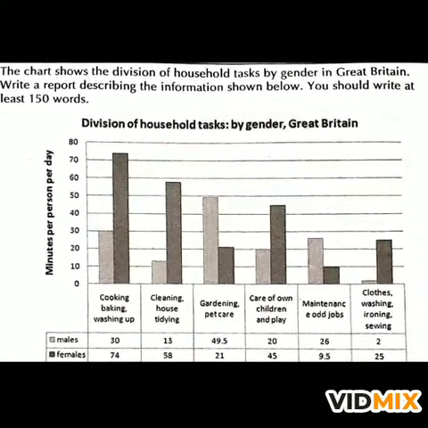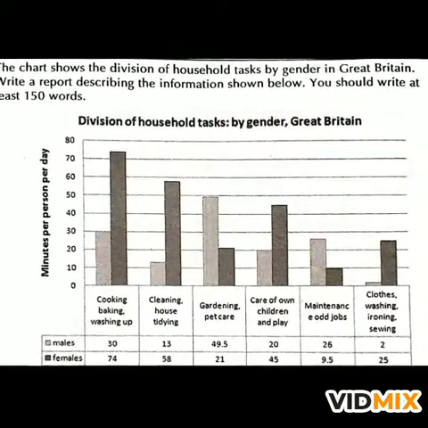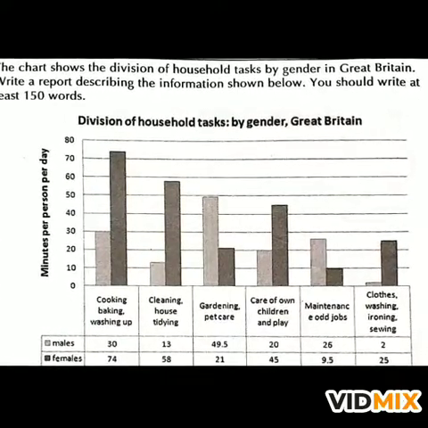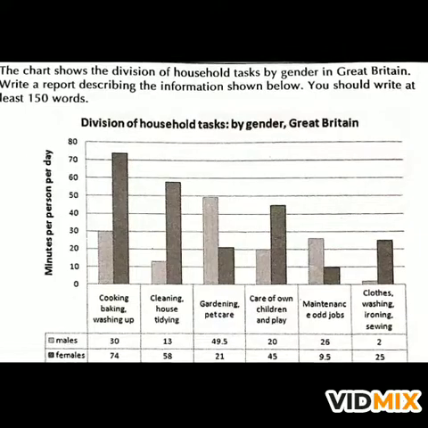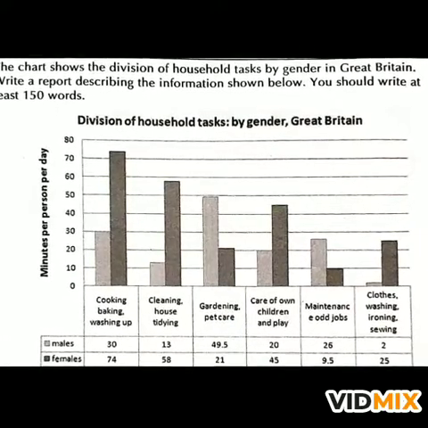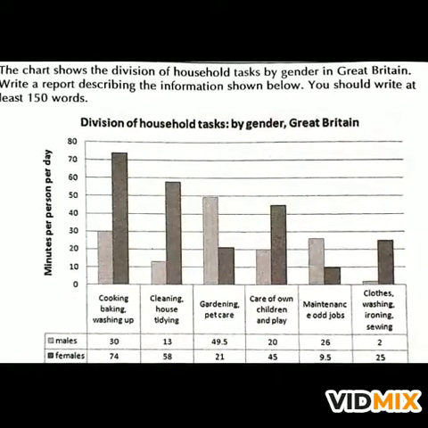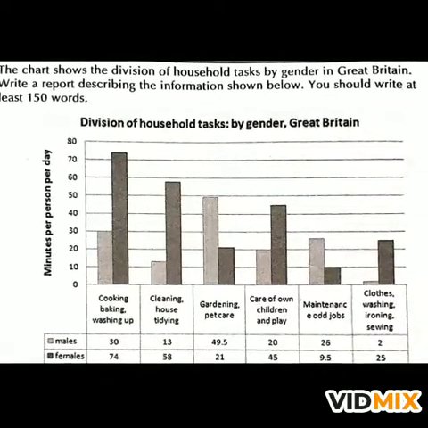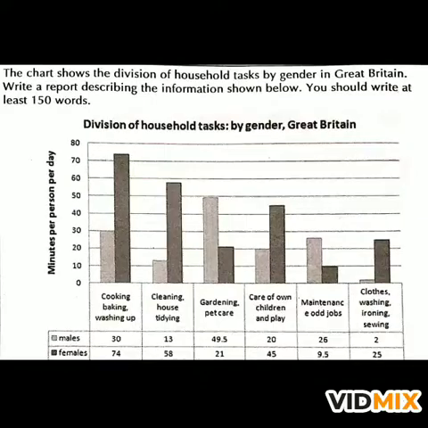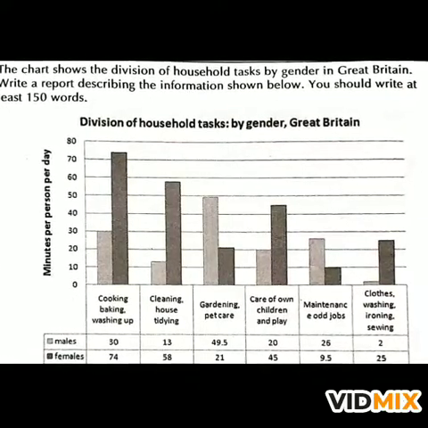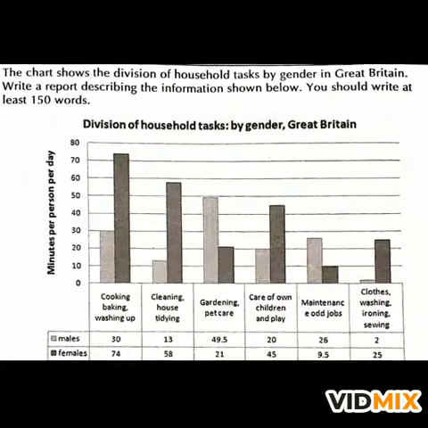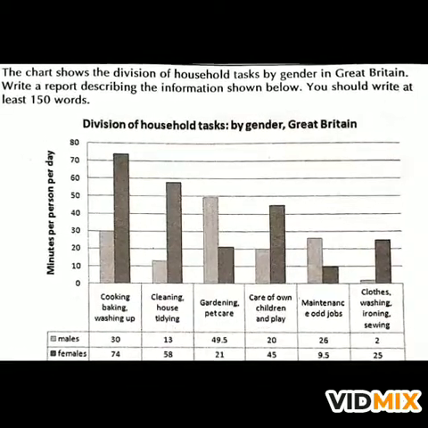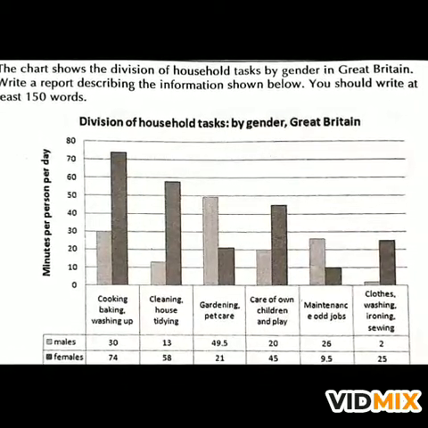Here, you are asked to write a report describing the division of household tasks by men and women in Great Britain. This is a bar graph and it shows the relationships between the tasks done by both men and women. Y-axis and X-axis, isn't it? So look at the Y-axis, what does it suggest? It suggests the minutes spent by men and women per day.